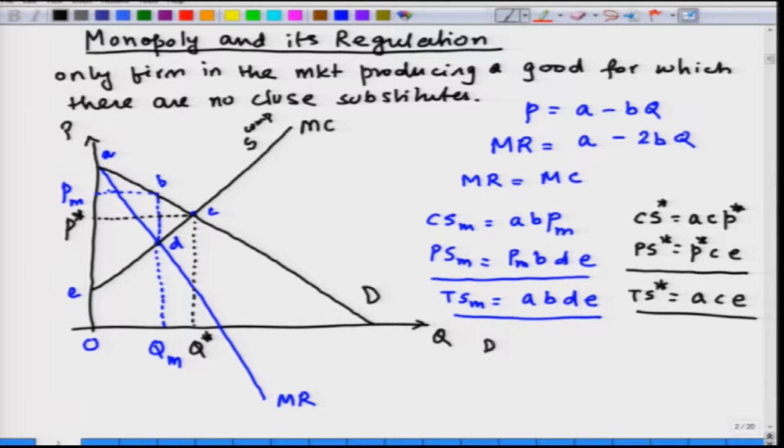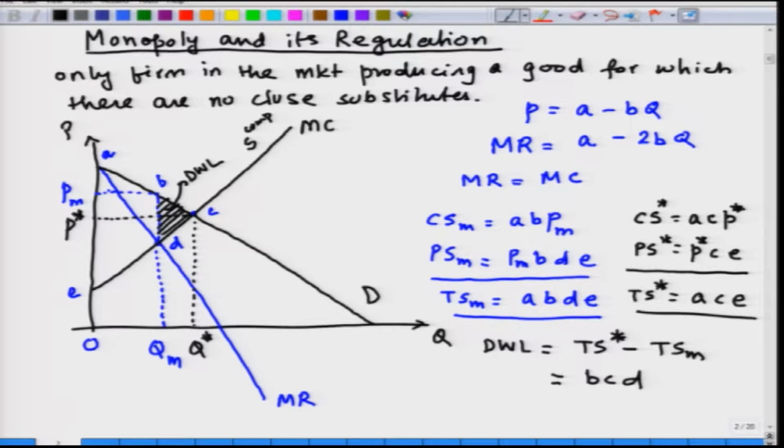So, the deadweight loss, and we will see what is the source of the deadweight loss in just a minute. So, the deadweight loss essentially is the total surplus under a perfectly competitive market minus the total surplus that a monopoly market would generate, and this is the area given by the triangle B, C and D. So, this area would be the deadweight loss.